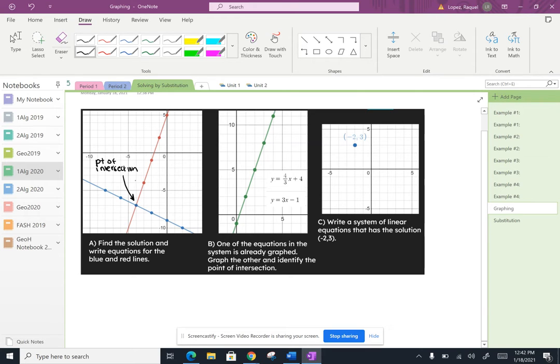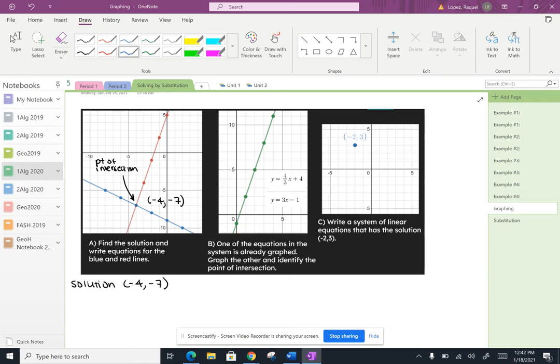And that is located at -4, comma, -7. So the solution is -4, comma, -7. Remember that horizontal detail comes first, that x value comes first, and then the y. Okay, and then the next thing that they want us to do is to write equations for the blue and red lines. So let's start off with our blue.